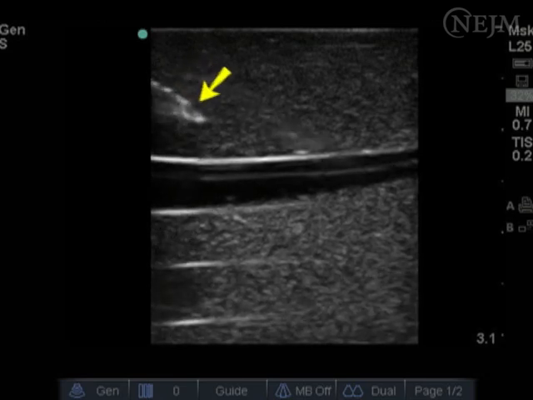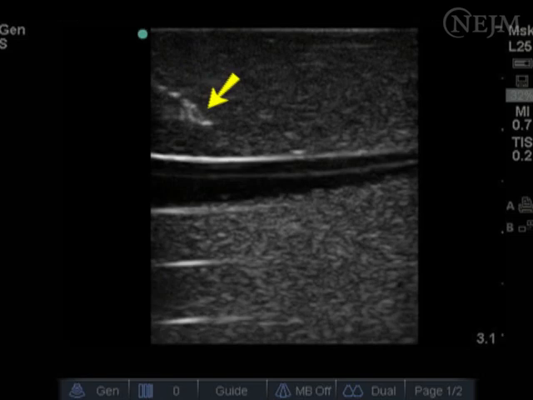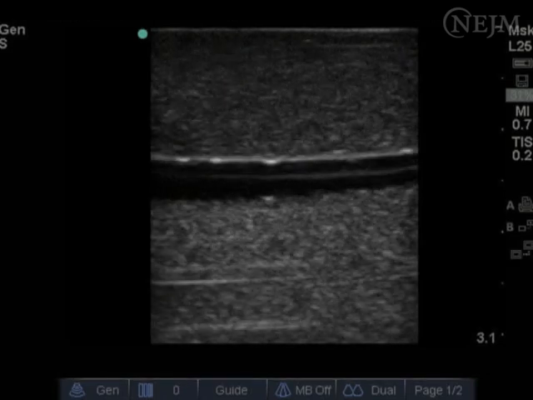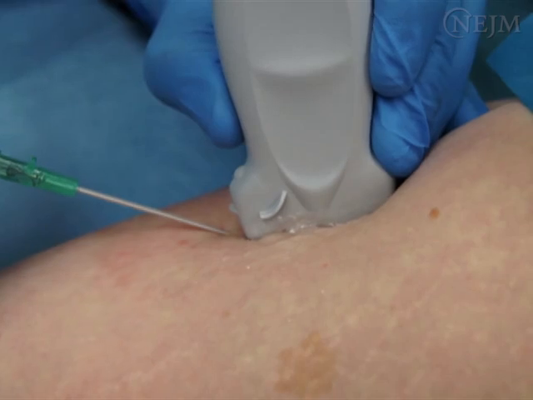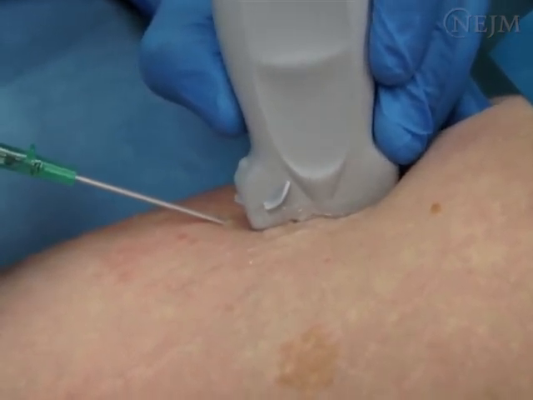You should be able to clearly visualize the needle tip during the entire procedure, but this requires perfect alignment of the needle with the ultrasound plane. If you can't see the needle, it is lateral to the ultrasound plane. Back up and redirect the needle as necessary. Do not advance the needle unless you can see the tip.